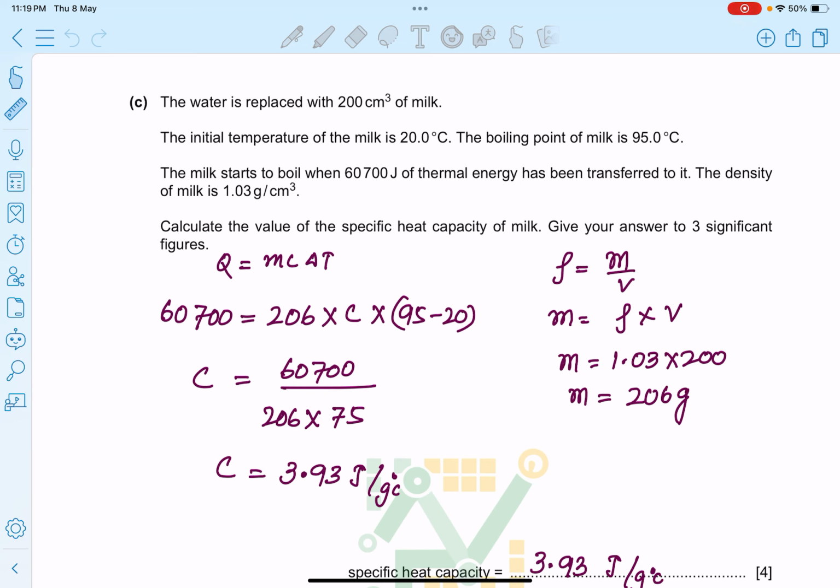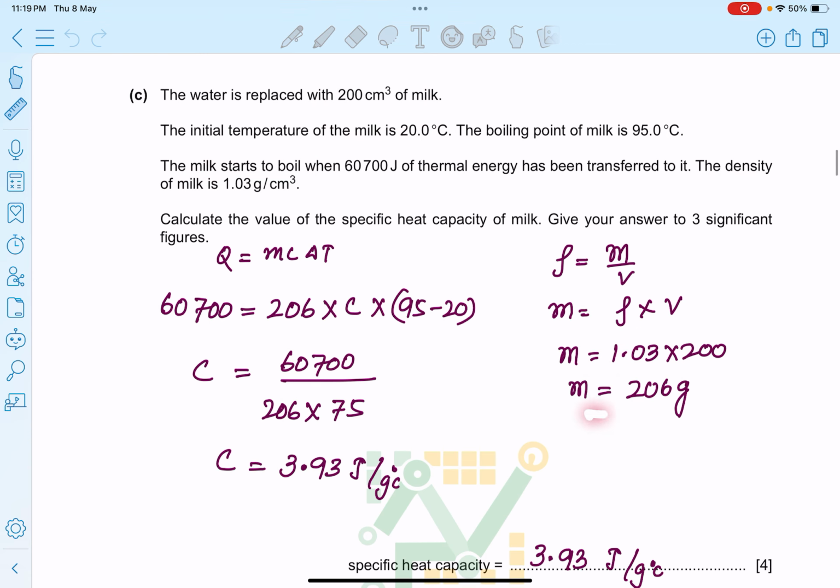Unfortunately, what we don't have is the mass. We need to find the mass for that, and we know that density equals mass per volume. If I rearrange it, mass equals density times volume. Sorry, my bad. Density is given as 1.03 gram per centimeter cube, and the volume is given as 200 centimeter cube of milk. So what is the mass we got?